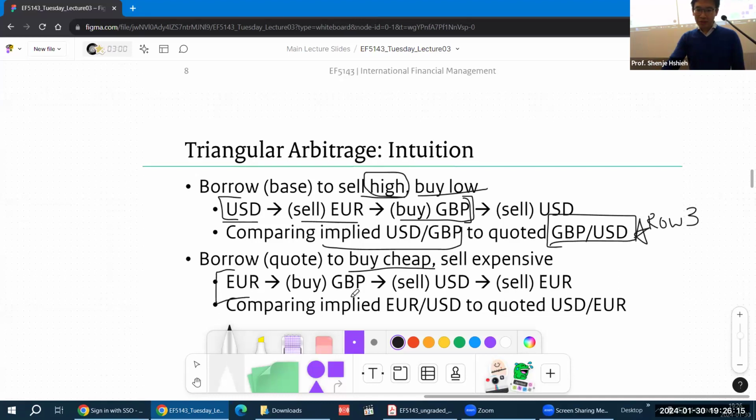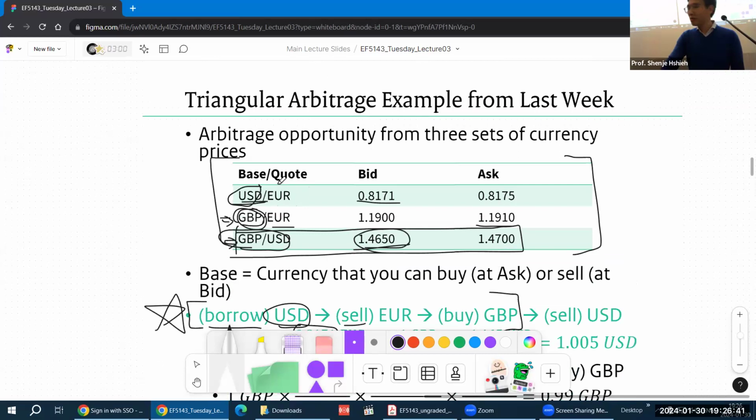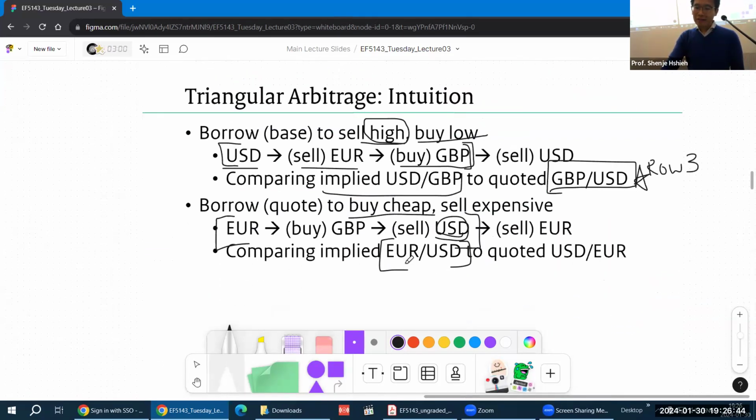So again, the first sequence of trades is when you're trying to use the quote currency to buy something, namely, to buy USD as cheaply as possible, and then turn around and sell USD for euros for as expensive as possible. And again, it's the same idea. We're comparing an implied quote. In this case, we're borrowing the euros. So if you decide to borrow the quote, you can borrow the euros and convert to USD through this intermediary currency, pounds, and then compare it by exchanging it back to our original currency through the direct quote.